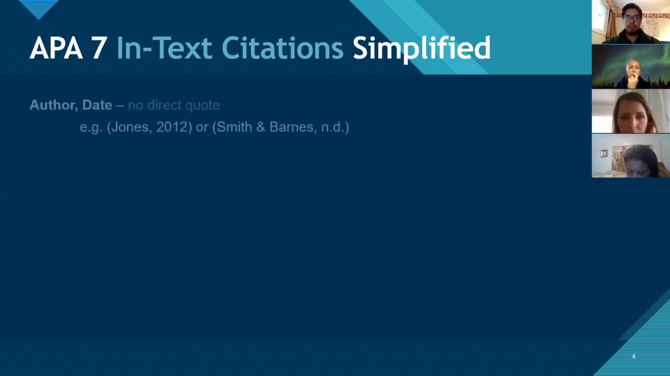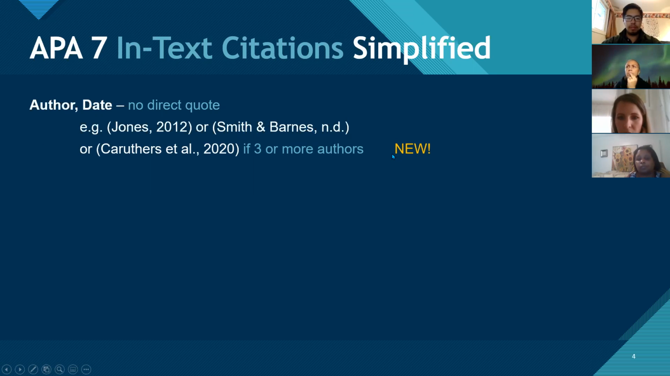Okay, so quickly going over in-text citations, and these are simplified, they're really straightforward. APA uses an author and a date when there's not a direct quote. So Jones 2012, or if you had multiple authors, you'd use the ampersand, Smith & Barnes. And if you don't have a date, you simply put n.d. for no date.